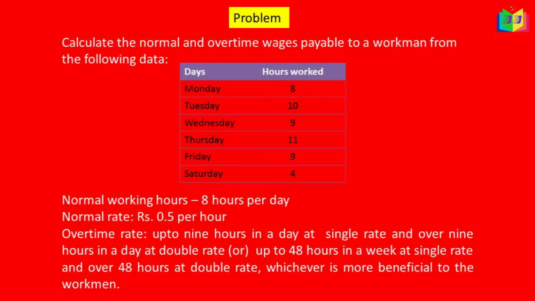Now we'll see one more problem. Calculate the normal and overtime wage payable to a workman from the following data. Here also the days and hours worked are given, and normal working hours is 8 hours per day, and the normal rate is 0.5 per hour, that is 50 paise per hour. Overtime rate is up to 9 hours in a day at single rate, and over 9 hours in a day at double rate. Here, overtime is based on the hours worked: up to 9 hours single rate will be paid, and after 9 hours double rate will be paid.